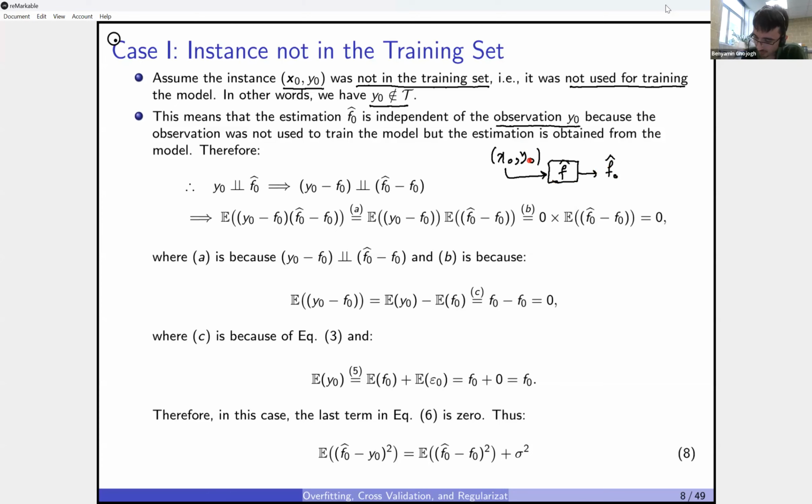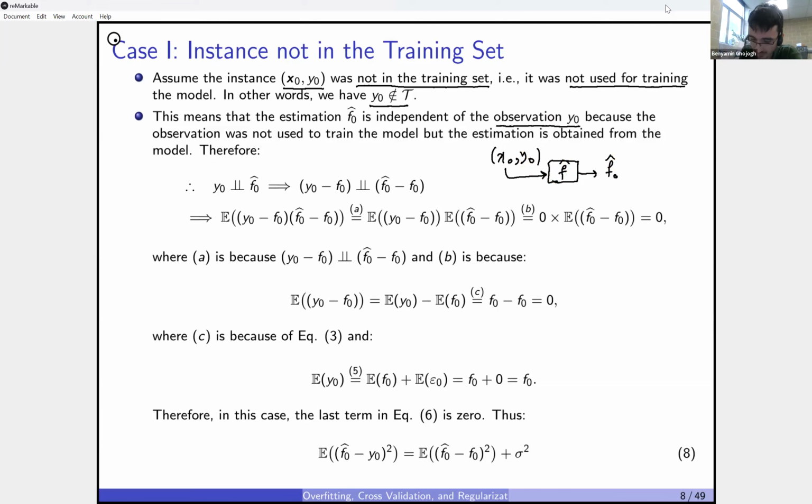So if x0 and y0 were used for training the model, then the output of the estimated model would be dependent on the training data. If x0 and y0 were one of the training data points, then they had impacted f hat. Therefore, f0 hat would be dependent on y0. But when x0 and y0 were not used for training f hat, then the output of this model, f0 hat, doesn't depend on y0 anymore.